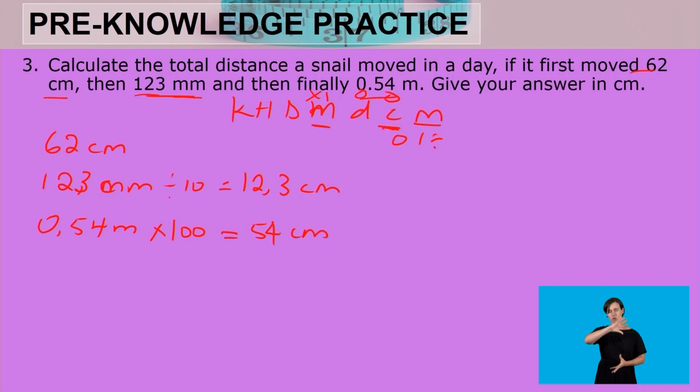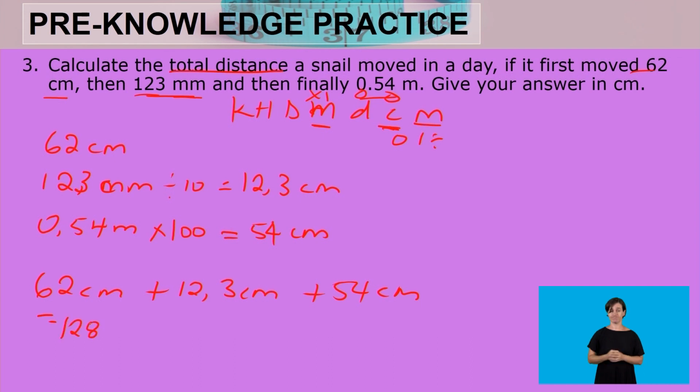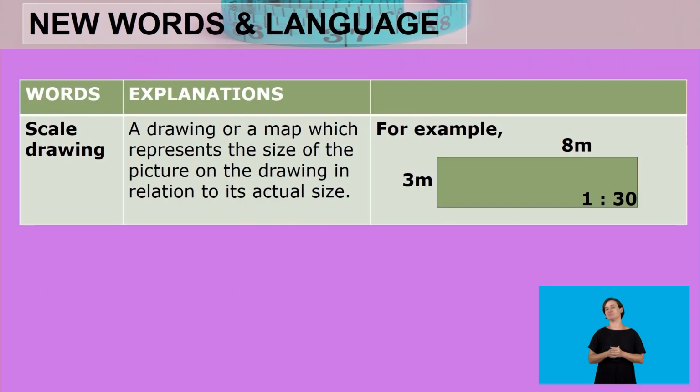Then we add everything together because they wanted the total distance. So we're going to say 62 centimeters plus 12.3 centimeters plus 54 centimeters. What total centimeters are we getting? It gives us 128.3 centimeters. So this is the total distance that the snail moved in that particular day.